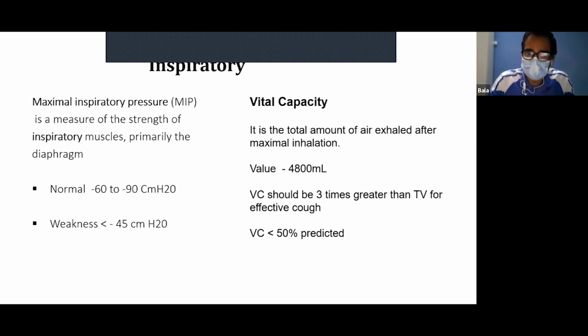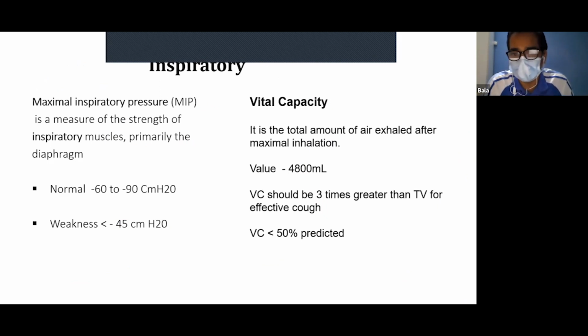So I put some normal values here. This MIP normal value is minus 60 to minus 90. Anything below that, you can suspect there is some inspiratory muscle weakness. So that's your MIP.